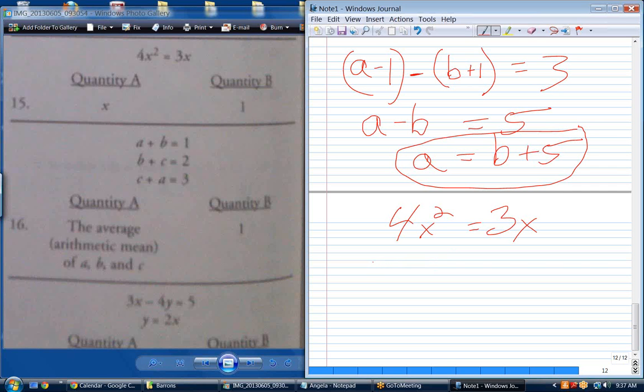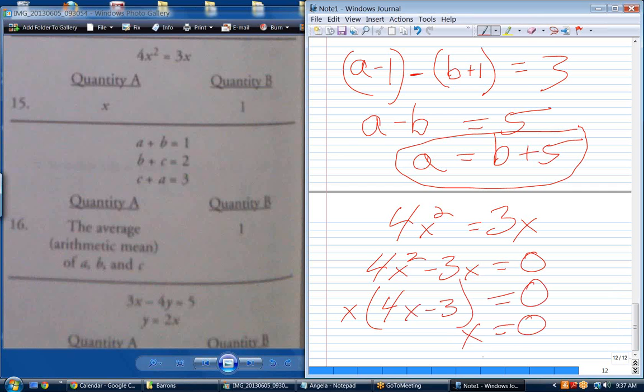The proper way to do this is this. Factor out an x. And now x can either be 0 or x is 3/4. In other words, I'm setting this equals 0 or this equals 0. And in either case, it's less than b. So quantity b is bigger.